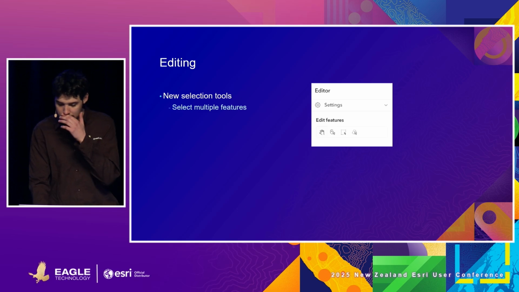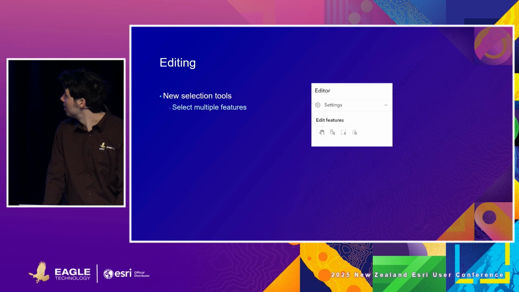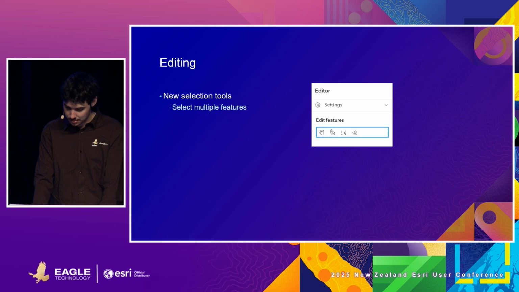So there's also a new selection toolbar where you can choose a variety of selection tools for selecting features on the map and editing them.